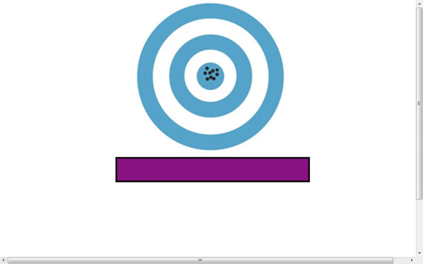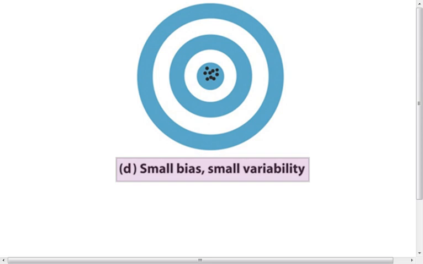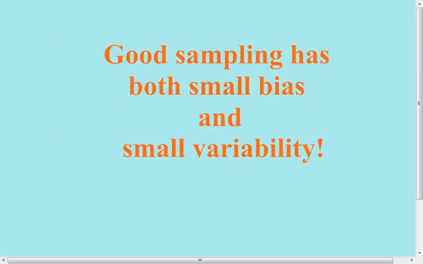And lastly, this one hit the bullseye. And this one has small bias and small variability. The scale would balance, so it has small bias, and the data is very clustered together, so it has small variability. This is what you're looking for. You're looking for, when you grab samples over and over and over again, you want them to not have bias, and you want your results to be very similar to each other. And when you get there, then you know you've gotten some good data. So good sampling has both small bias and small variability.